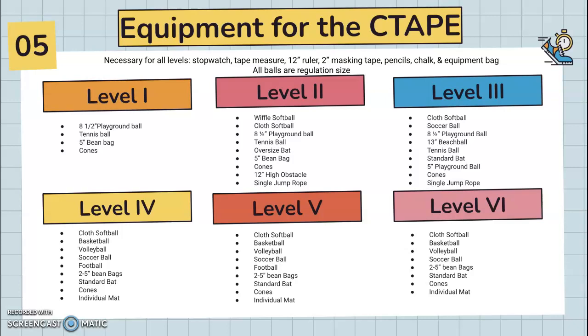The equipment varies by the age and the level. Most of these will include a cloth softball, basketball, volleyball, soccer ball, football, some bean bags, a standard mat, cones, individual mat. When we're at the first level, there's very little equipment that's needed. But necessary for everything is a stopwatch, tape measure, a ruler, masking tape, pencils, chalk, and equipment bag. All balls are regulation size for the activity.